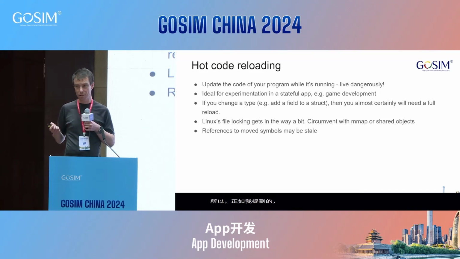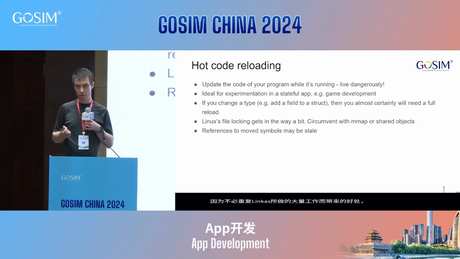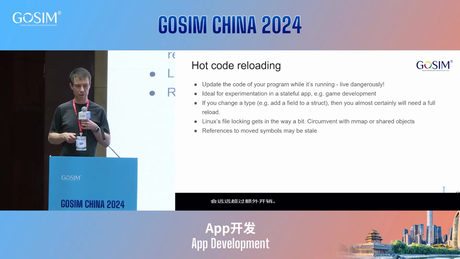There are some caveats. So for example, if you change your types, such as adding a field to a struct, then you would certainly need a full reload. And it would be nice if the compiler could tell us that types have changed so that we can signal to the user that a full reload is required. Linux's file locking gets in the way a little bit of hot code reloading. So it'd be nice if we could just edit the file on disk and have those changes show up in the running executable. But while a file is running, Linux locks the file and you can't open it for write. Similarly, if you've got it open for write, you can't execute it.